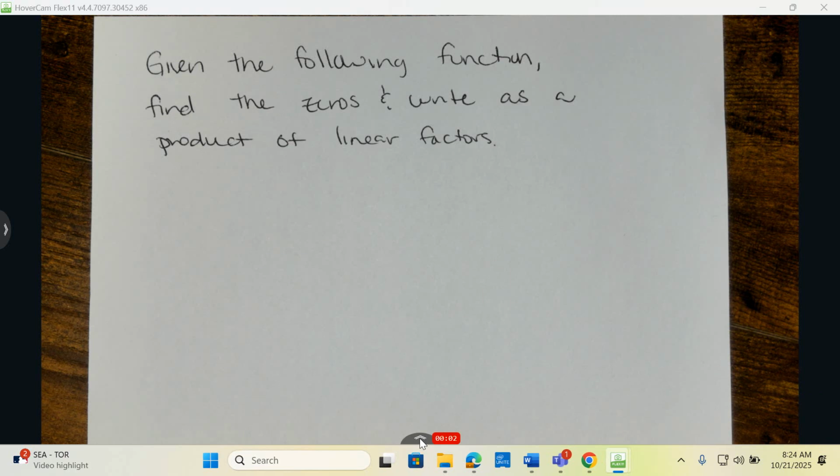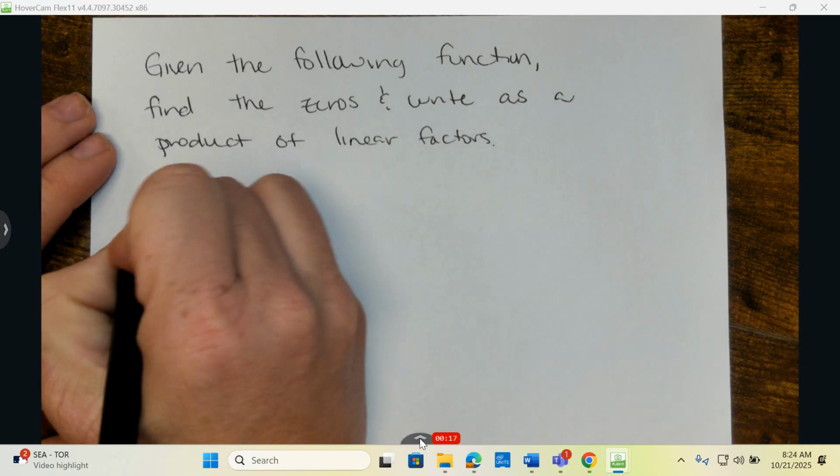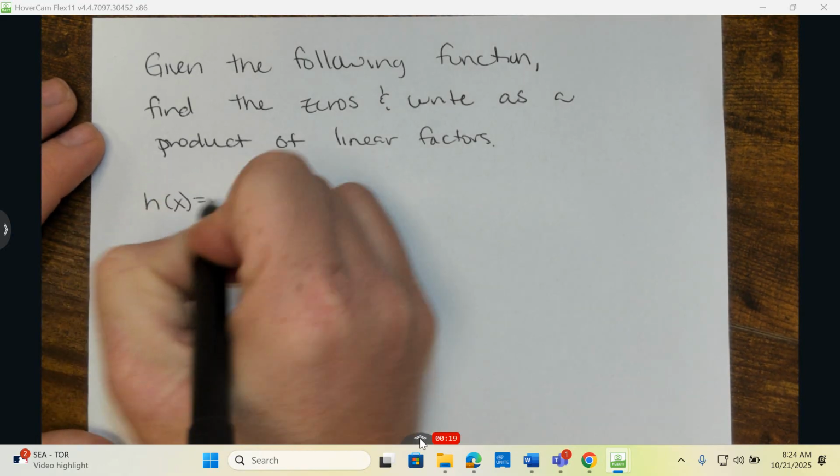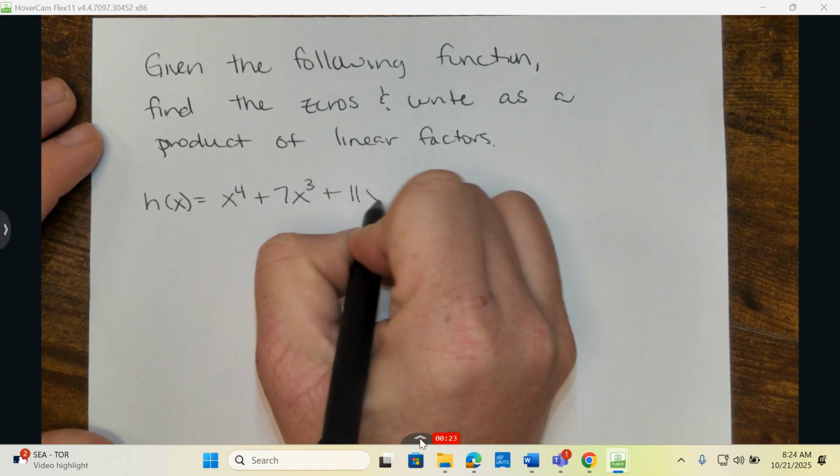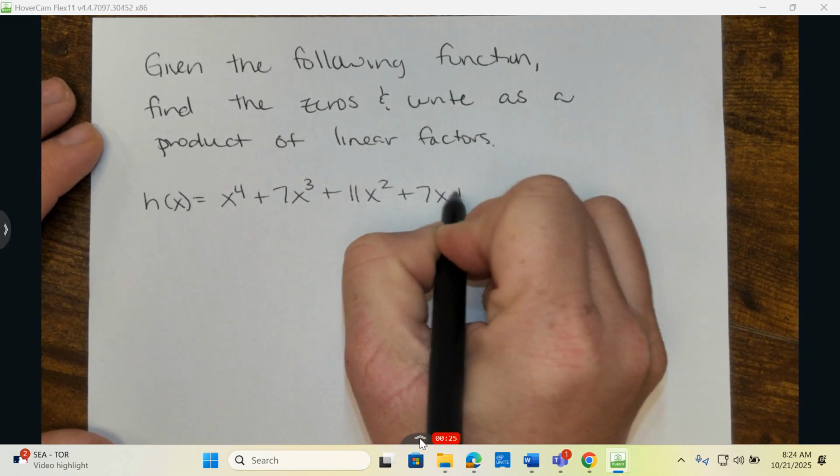We are going to practice 3 problems, and the instructions for all 3 are: given the following function, find the zeros and write the product of linear factors. And so here's our very first problem. H of x equals x to the 4th plus 7x to the 3rd plus 11x squared plus 7x plus 10.